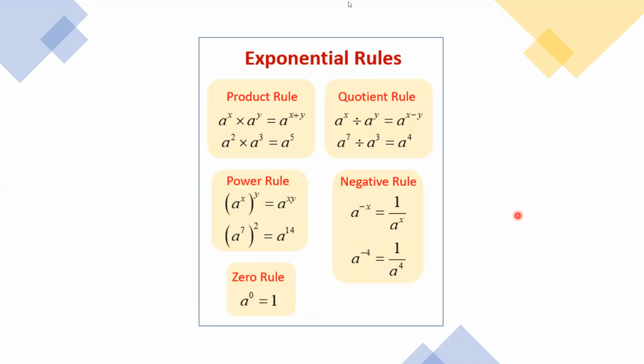Okay, so more rules, guys. We combine a few rules. That's going to be like this: a to the power of x times a to the power of y. Same base multiplication rule, guys. Remember, we add the powers, right? As you can see, a to the power of 2 times a to the power of 3, a and a are the same base, and the powers are going to be 2 plus 3, a to the power of 5.